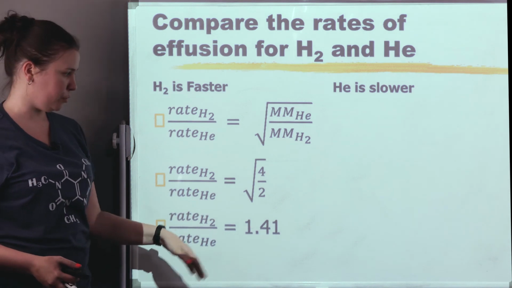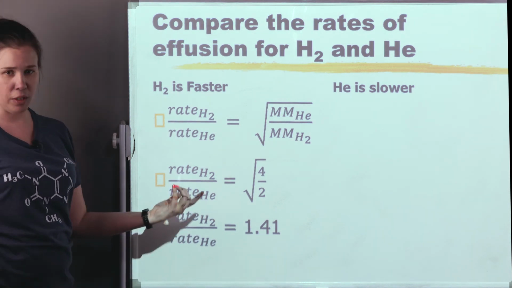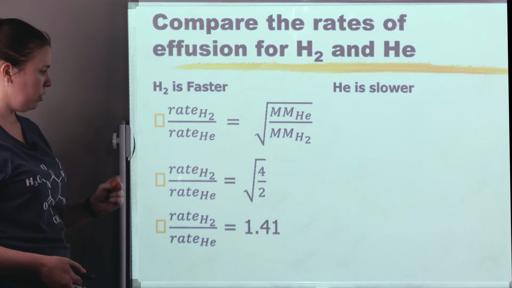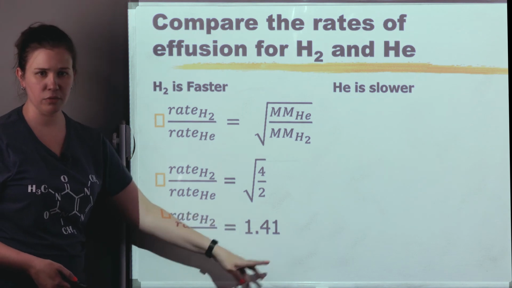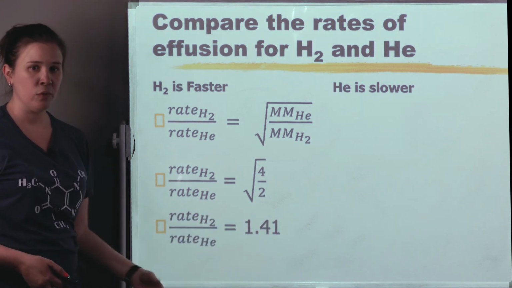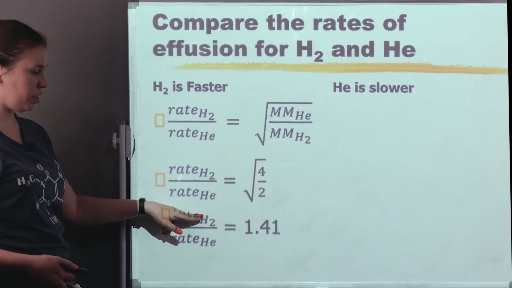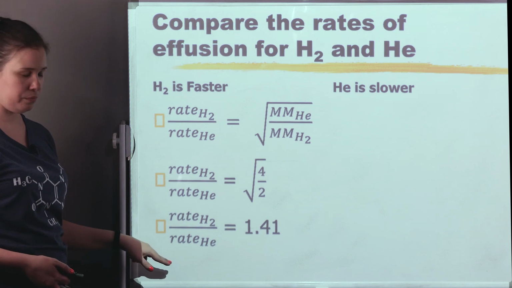What is that decimal? We aren't going to go over significant figures with radicals, so I'm not going to be grading on significant figures for Graham's law. So roughly speaking, round somewhere reasonable, we get a rate of about 1.41. So that would mean that hydrogen moves 1.41 times faster than helium.